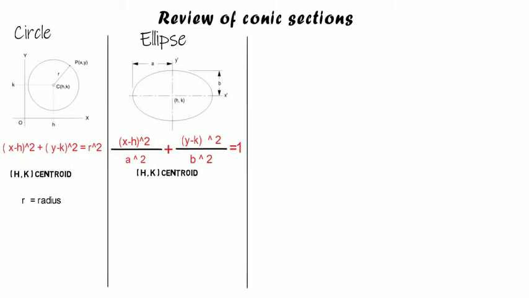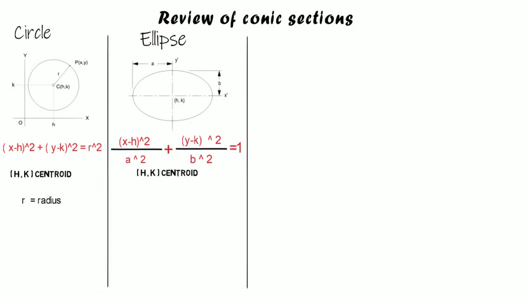Okay guys, if you are asked about the vertices of the ellipse, it will be the major vertices or minor vertices. In this case, where the x-axis is the major axis, the major vertices equal h plus or minus a, and k, where h is the x coordinate of the centroid. In the opposite case, it will be h and k plus or minus a. Also, you can find these graphs in the FE reference handbook on pages 43 and 44.